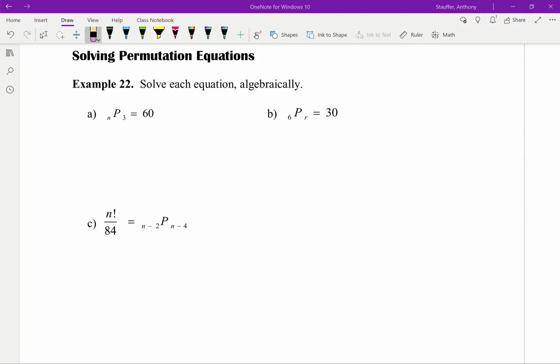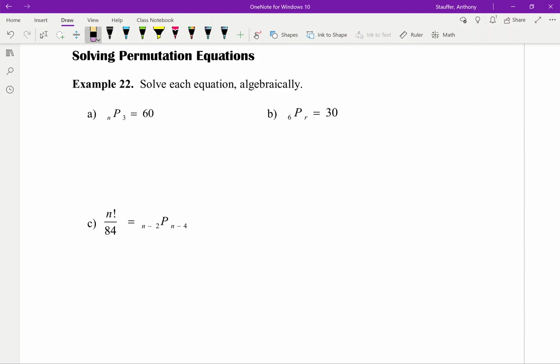Okay, so now we're being asked to solve these algebraically. Now, when we're asked to solve these algebraically, honestly, if you have a calculator, you can get a pretty good estimate, or you can get a pretty good idea, guess and testing. And when we're working through these, there will be a bit of logic depending on the question that we're going to be looking at.